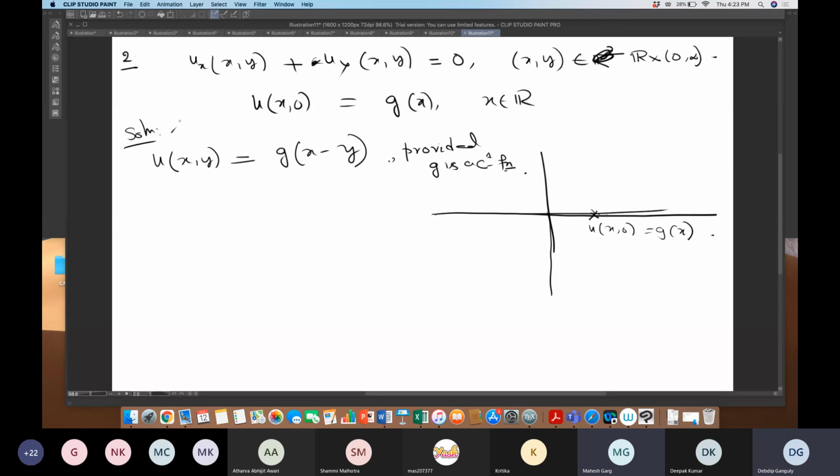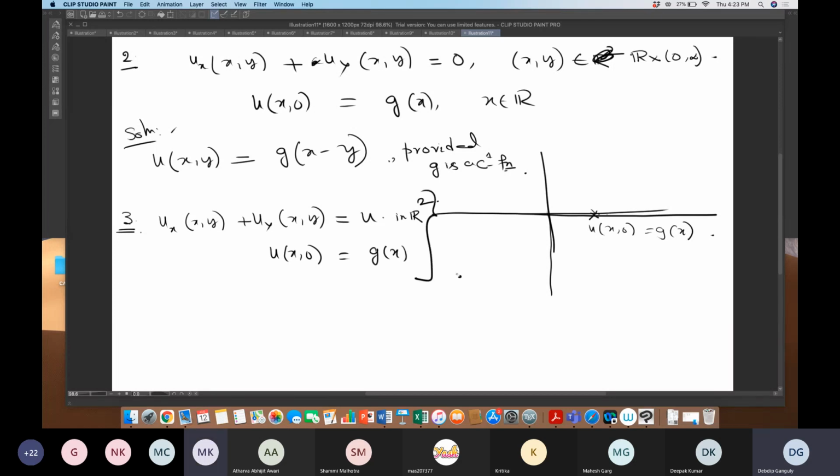Now I give you a little bit more difficult one. Example 3. u_x(x,y) plus u_y(x,y) is equal to u. Now, which type of PDE is this in R2? Semi-linear. Very good. This is a semi-linear PDE. u_x(x,y) plus u_y(x,y) equal to u. Now you have to solve this. How to solve this?